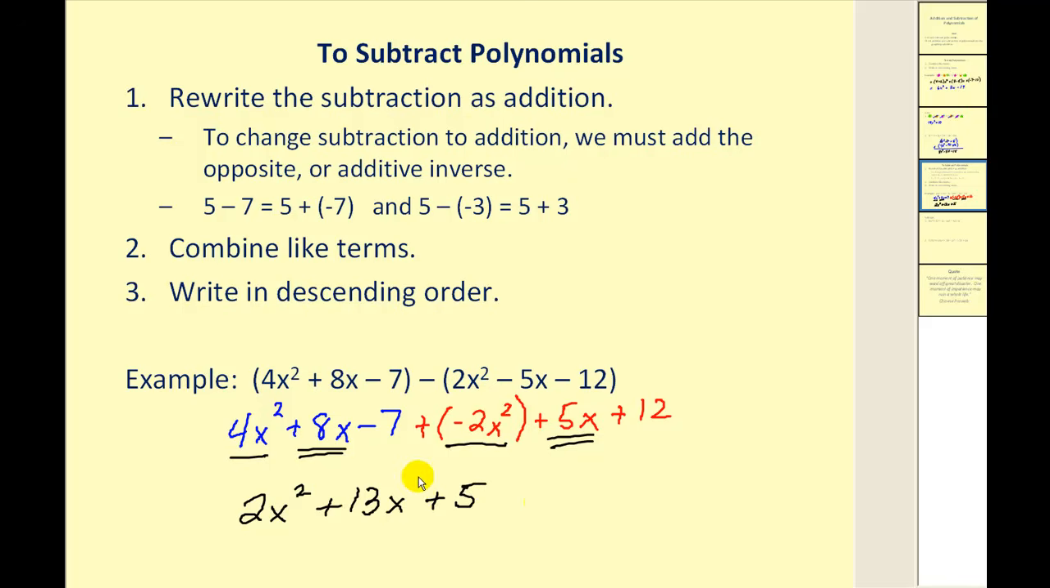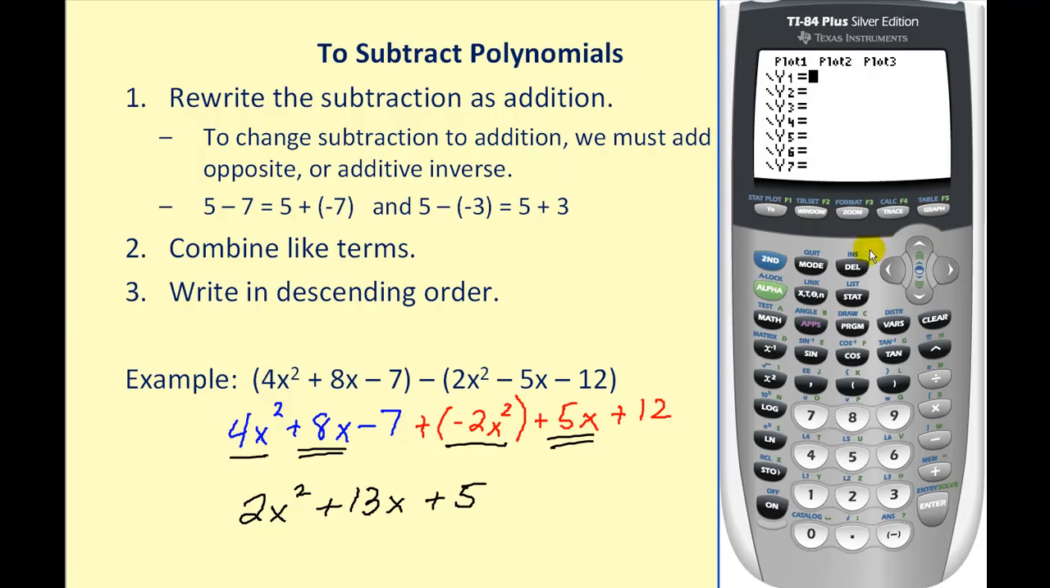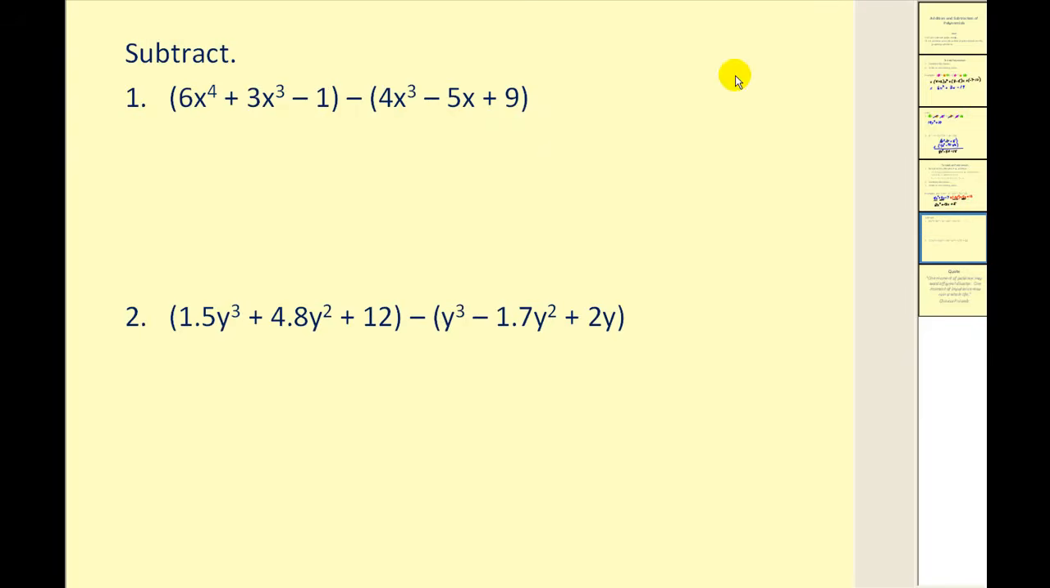Let's go ahead and check this one on our graphing calculator as well. So we'll type the original problem into y1, type in our difference in y2, and using the t-table compare y1 and y2, and again we see that y1 and y2 are equal for different values of x, therefore we can assume we have subtracted correctly. Let's take a look at a couple more examples.